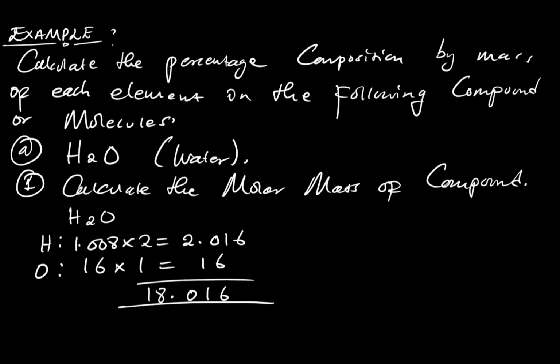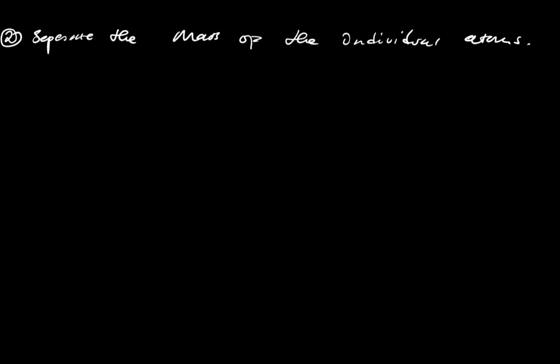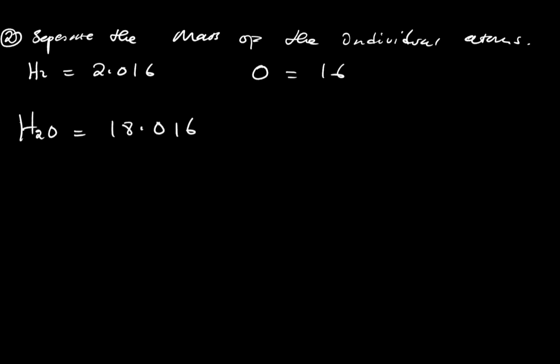Then what we need to do is to separate the mass of the individual atoms. That's step 2. So step 2, separate the mass of the individual atoms. So we have hydrogen 2, which has the mass of 2.016, then oxygen, which has 16, then the entire thing, which is H2O, having 18.016.